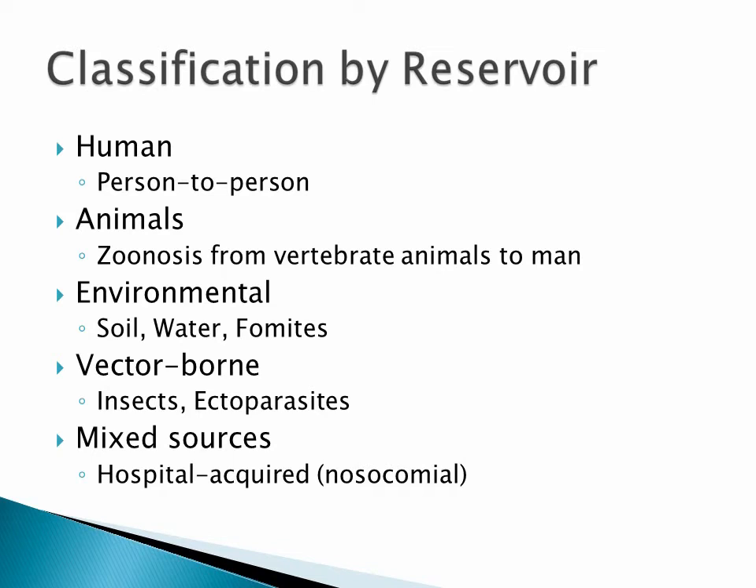There are also non-living reservoirs. Soil is a reservoir for many pathogenic fungi as well as some pathogenic bacteria, such as Clostridium tetani, which causes tetanus. So you can classify them, again, by the reservoir, which can include humans, animals, and the environment. What are some examples of environmental reservoirs? That could be soil, water, or fomites. Fomites are inanimate objects. It could be vector-borne, and so forth.